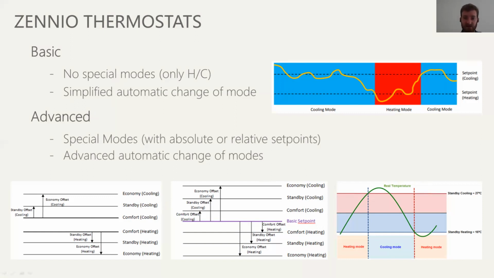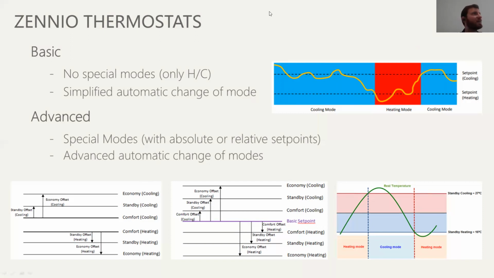And it also has the advanced automatic change of modes, which is a bit different to the one we can see up here, because it will not have one set point for cooling and one set point for heating, but a set point for each of the modes in heating and cooling.